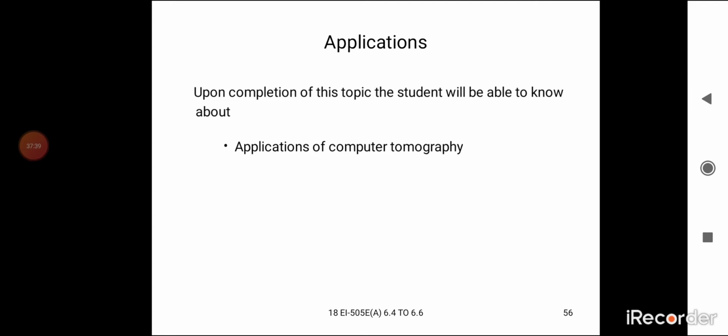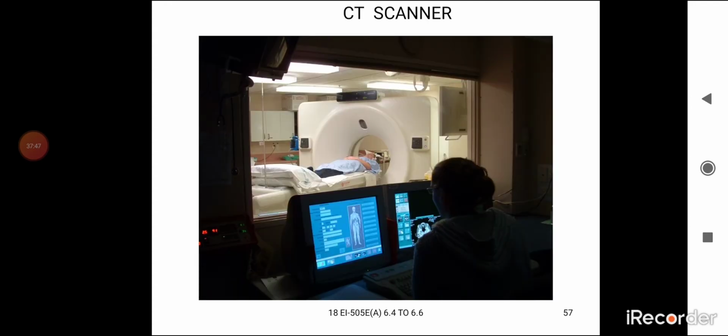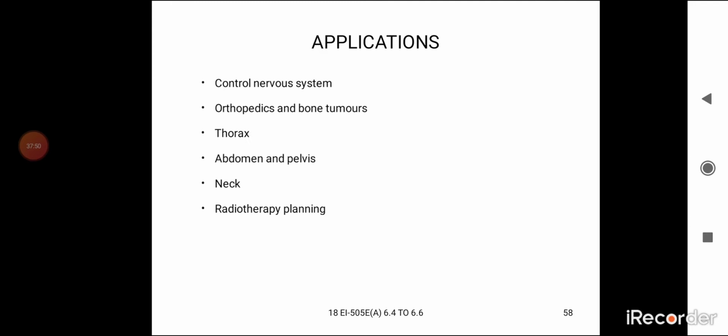Upon completion of the topic, the student will be able to know the applications of computed tomography. Applications are central nervous system, orthopedic and bone tumors, thorax, abdomen and pelvis, neck, and radiotherapy planning.